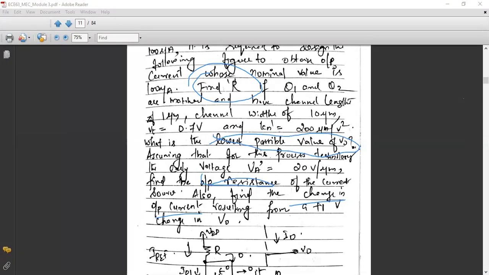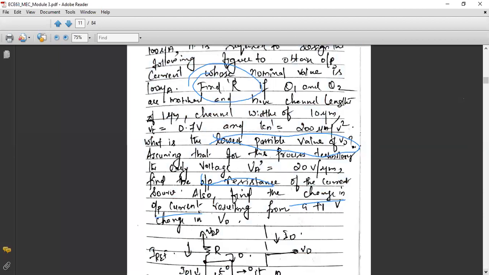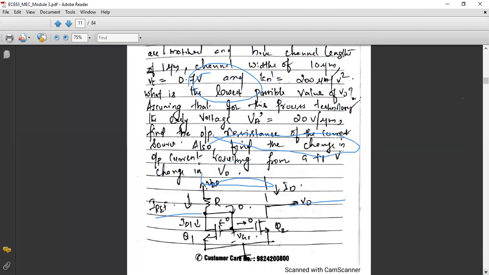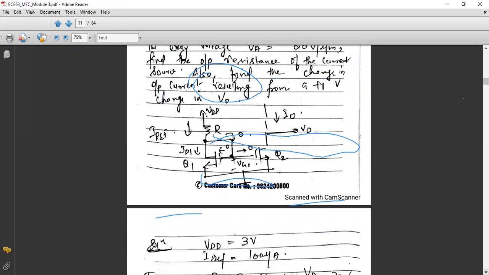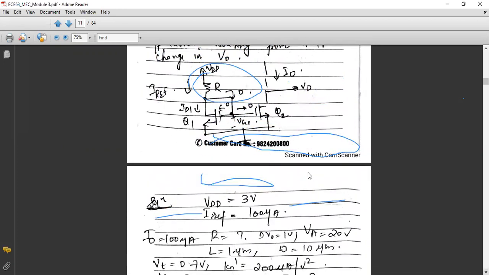So the circuit is given in the question. You can see the circuit. This is a current mirror circuit, and you can see why it is a current mirror: both the transistors are matched transistors, and you have Q1 and Q2 having equal length and equal width. Resistance R we need to find out.